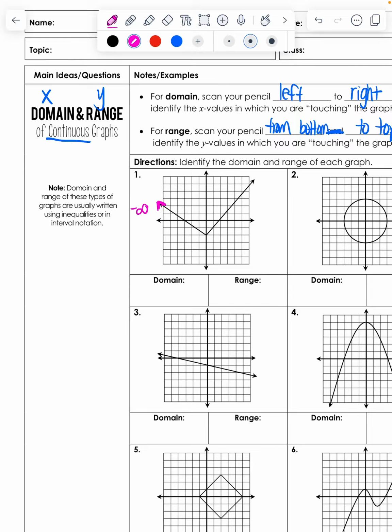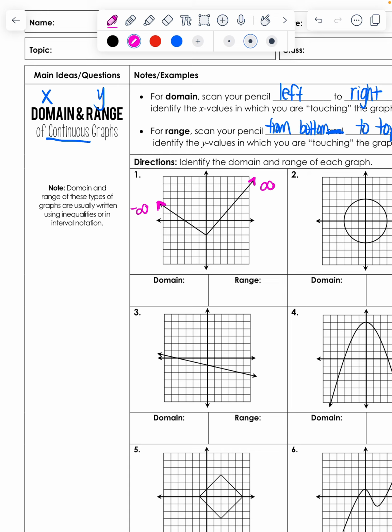And then to look at the largest X values, I just keep looking at the graph and I move all the way to the right. And on the right-hand side, I have another arrow. I know this arrow is pointing up, but we're not looking at it from a vertical perspective. We're looking at it from a horizontal, from X. And for X, this arrow is pointing to the right, and this arrow is pointing to positive infinity.